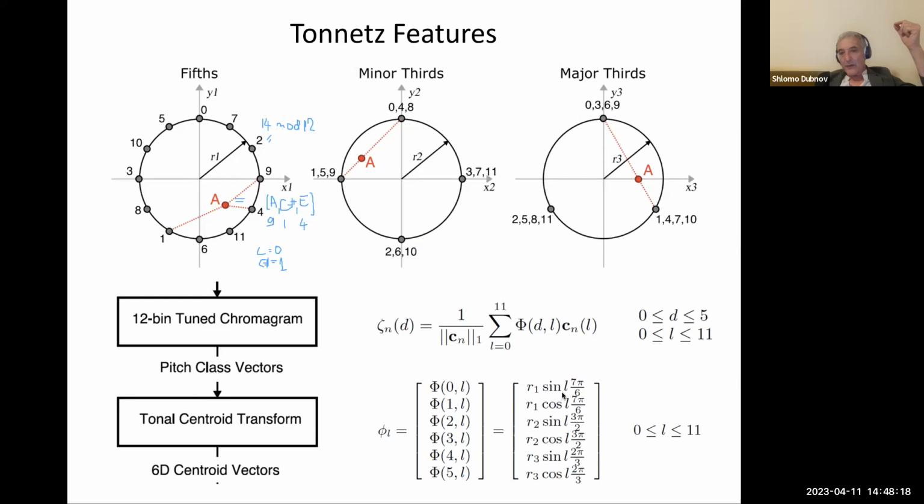Why this is a matrix, because this L corresponds to all of the steps. L goes from 0 to 11. Here we circle 3 times, here we circle 4 times, so this goes from 0 to 11. So actually, this is a matrix because L is an index. We multiply our chroma by this matrix. The chroma was 12, so this will also be 12 numbers here, right?